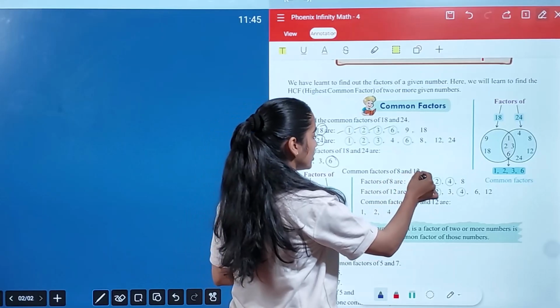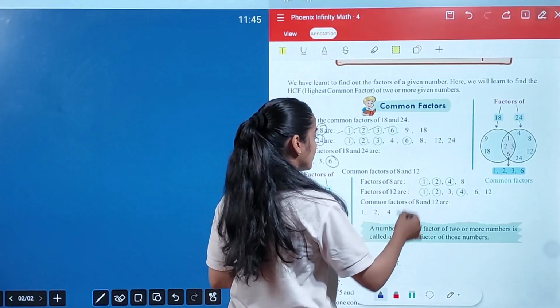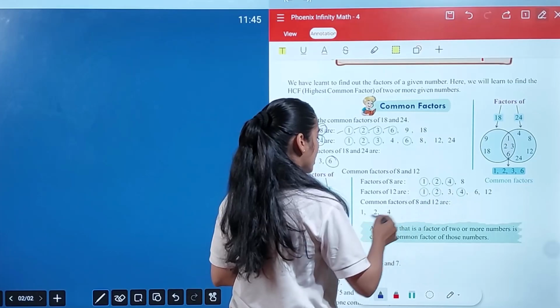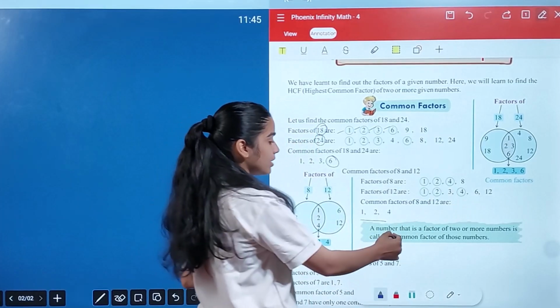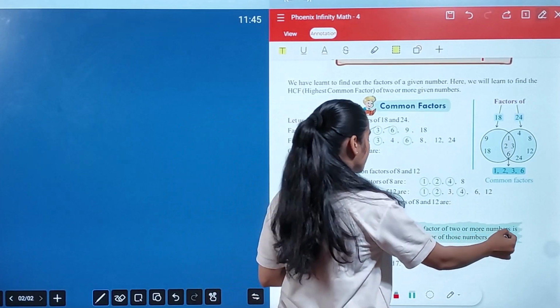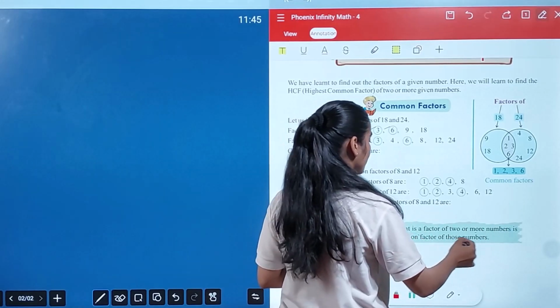Common factors of 8 and 12. Here we have the factors of 8 and the factors of 12. So 1, 2, and 4 are the common factors we have. A number that is a factor of two or more numbers is called a common factor of those numbers.